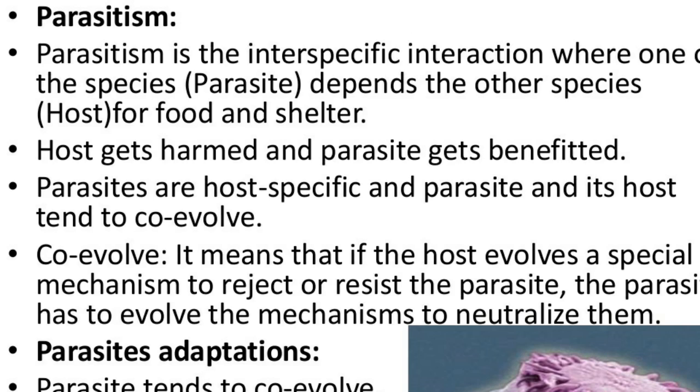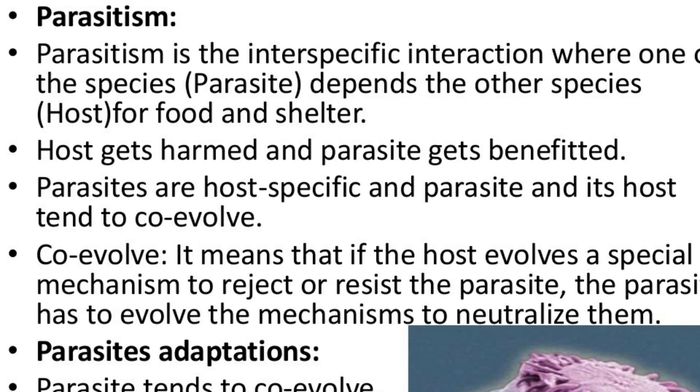Parasitism is an interspecific interaction where one species, the parasite, depends on the other species, the host, for food and shelter. Hosts get harmed and parasites get benefited. Parasites are host specific, and the parasite and its host tend to co-evolve. Co-evolve means that if the host evolves a special mechanism to reject or resist the parasite, the parasite has to evolve a mechanism to neutralize it.